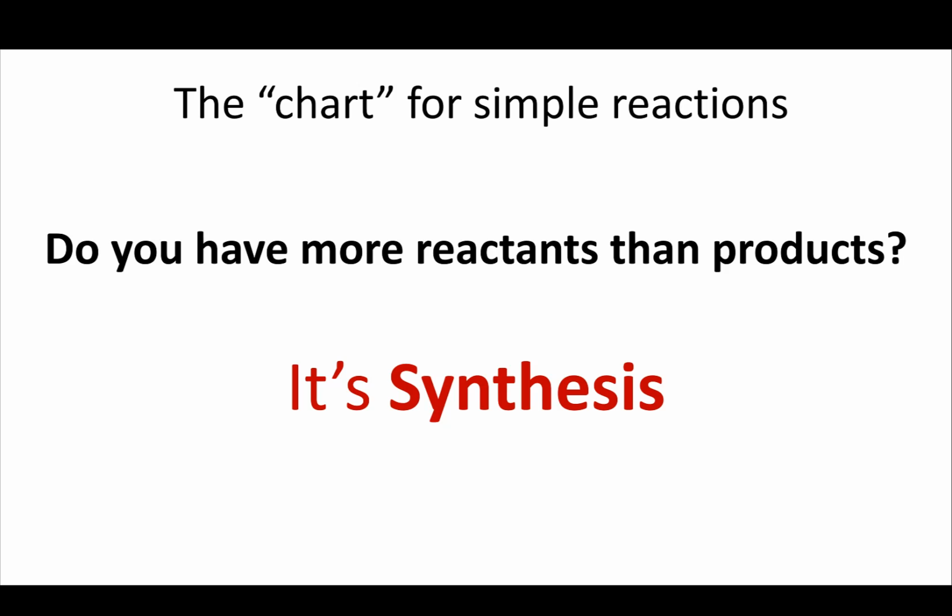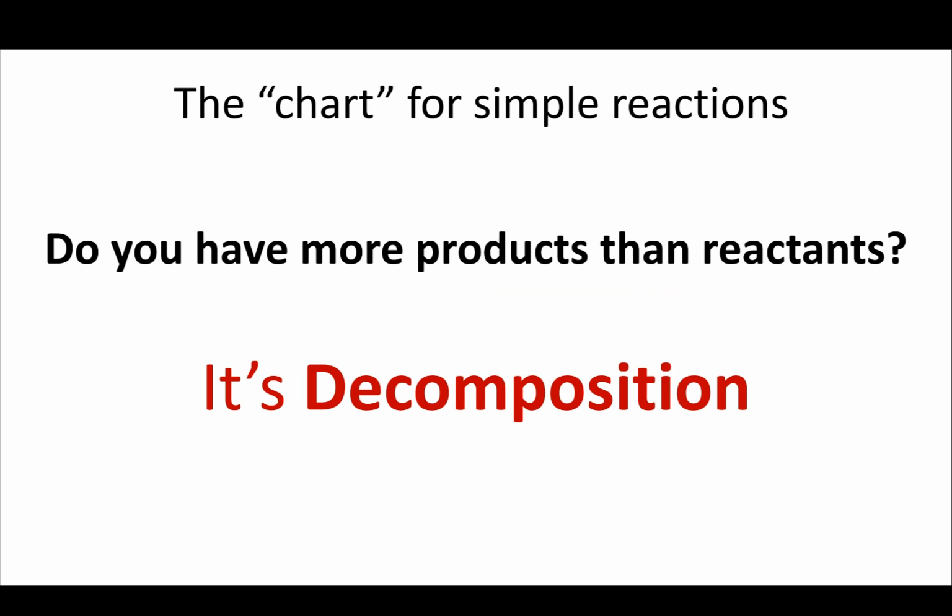Here's a quick chart. For simple reactions, if you have more reactants than products, you're synthesis. Because you start with a lot of things, but you turn them into only one. So more reactants than products, synthesis. If it's the opposite, you have more products than reactants, it's decomposition, because you have one big chemical, and it splits into a couple different other chemicals. So decomposition if you have more products than reactants.